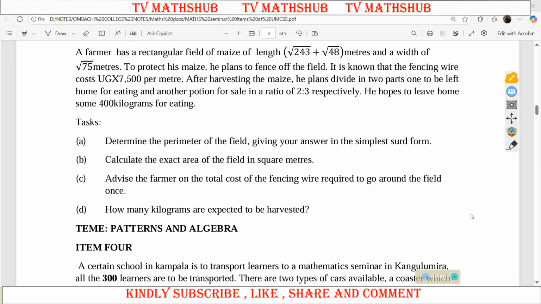In today's session, we shall be looking at item number 2, and remember that we are looking at a series of videos that will be covering different concepts, different questions from different papers for the Senior 4 mathematics students.